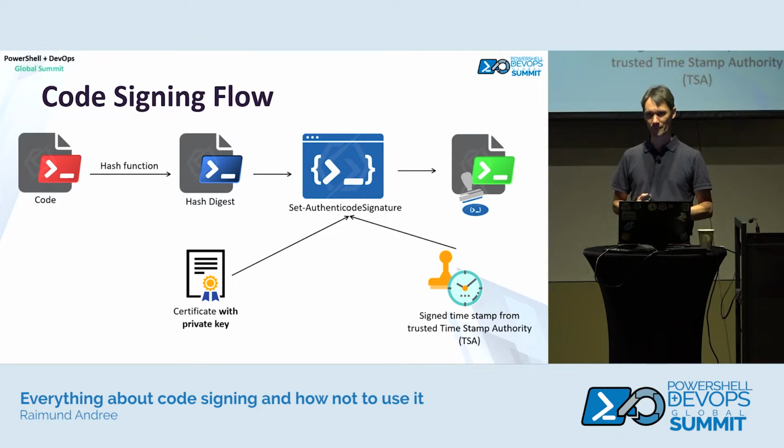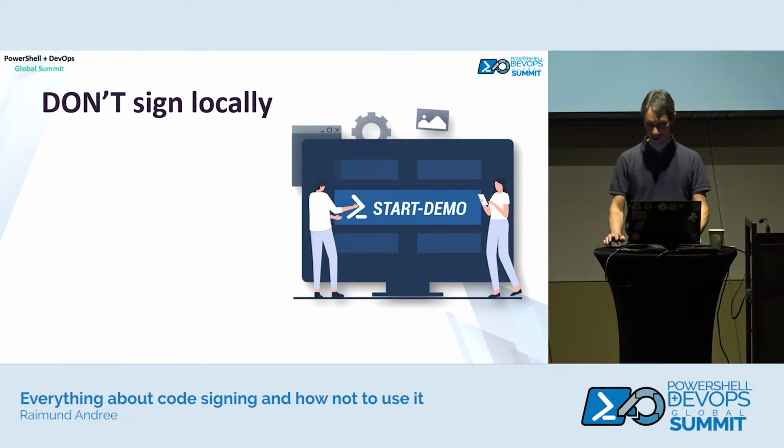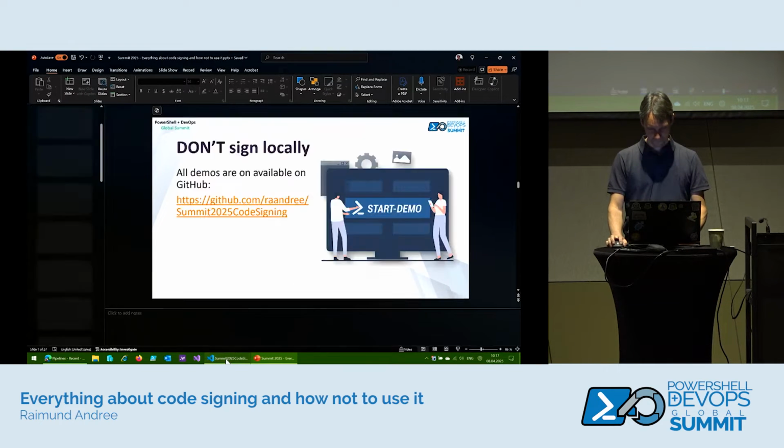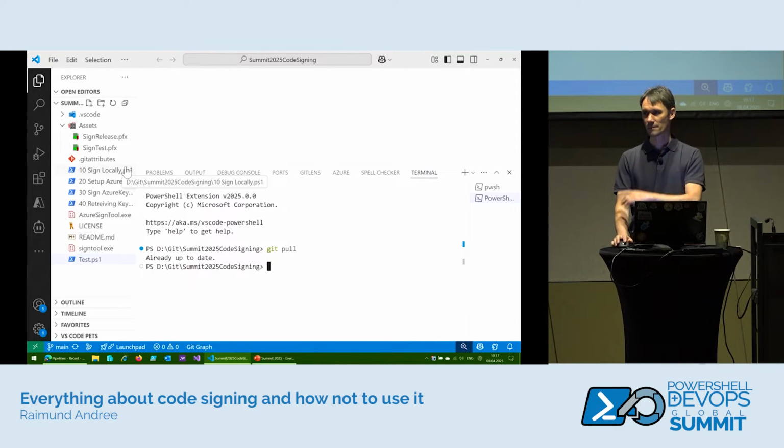So, quite easy. Who has not used Set-AuthenticodeSignature in the past? Okay, then let's go into a very short demo, how this works, and don't do that, right? So it is, for testing purposes, quite okay, but it should not be done in a professional IT environment. So let's go to the demonstrations. And by the way, all these scripts are available on GitHub. The link is at the end of the slides.